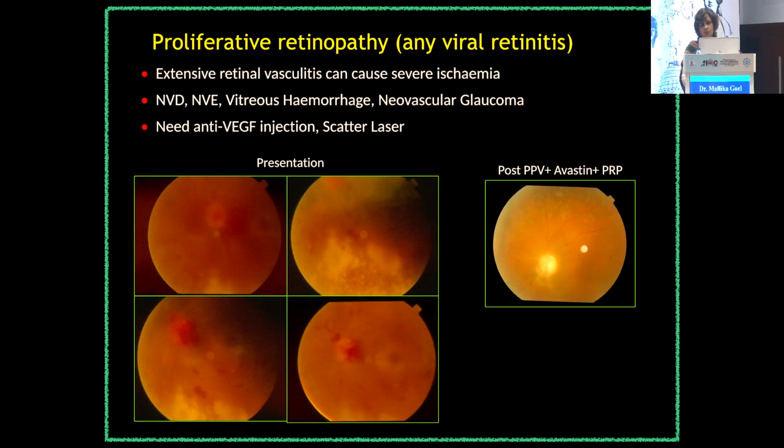Very often in viral retinitis, we see proliferative retinopathy because of extensive vasculitis causing ischemia. So they present with NVD, NVE, vitreous hemorrhage, neovascular glaucoma. So apart from treating the retinitis, we also have to take care of anti-VEGFs, laser, and vitrectomy if needed.